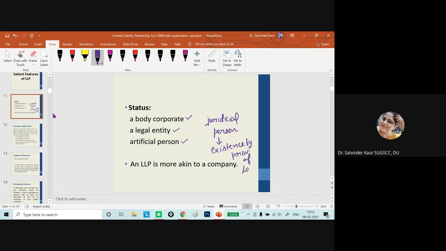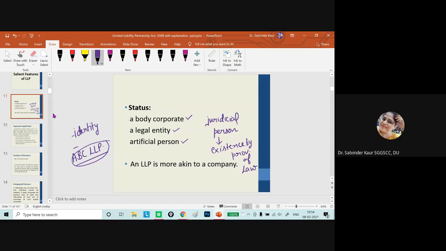Definitely not as a natural human being, but with the help of the provision of law, it has also got a separate identity, right? This exists as a separate entity. So if we say that a particular organization is registered as ABC LLP, then this ABC LLP has a separate legal existence in the eyes of law. So it will exist as a body corporate, a legal entity, as an artificial person.